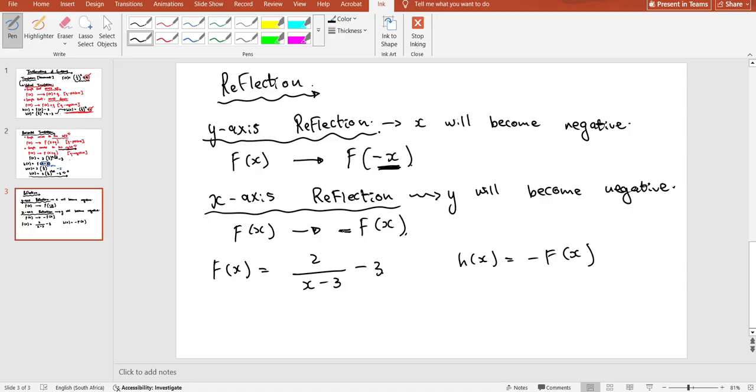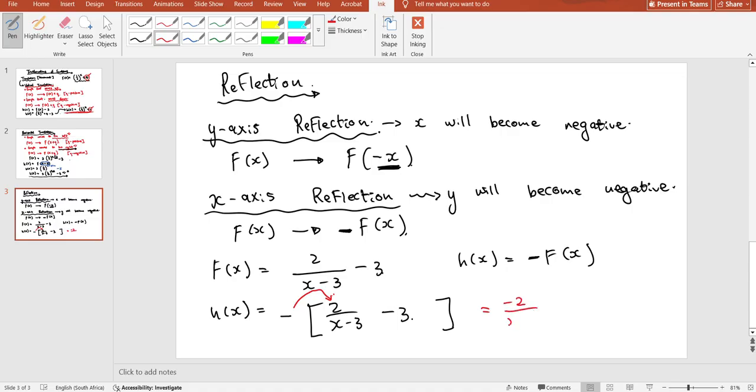The fact that I'm timesing the whole f of x with a negative tells me that this is an x-axis reflection. How do I get the new h of x? H of x will therefore be equal to negative times the whole function. I'm going to use brackets right now because I want you to see what this negative is doing. It's timesing the first fraction to give me a negative 2.